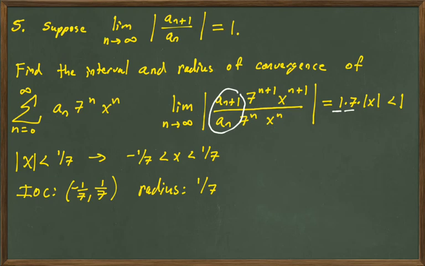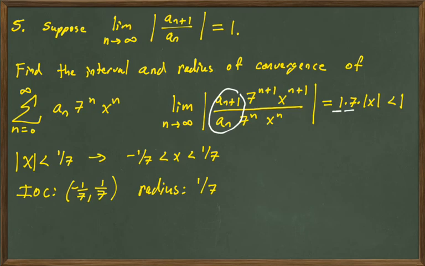Because we don't know what a sub n is, we probably can't figure out whether we have convergence or divergence at the endpoints. So we're kind of stuck there. We just know that from negative 1/7 to 1/7 this converges. We don't know about the convergence at the endpoints.